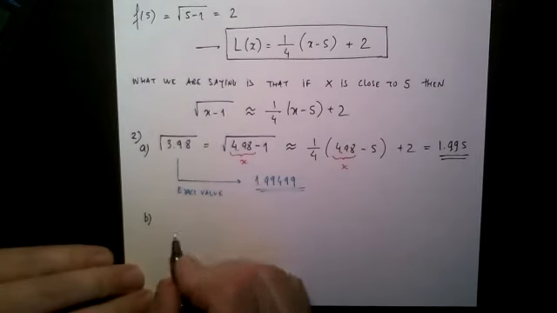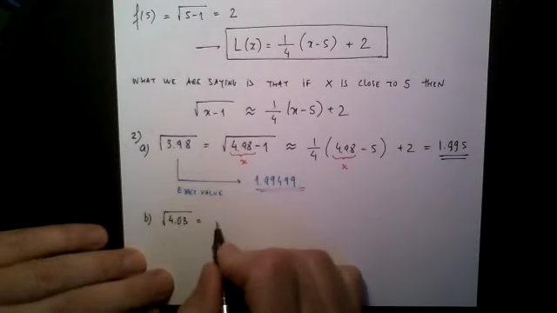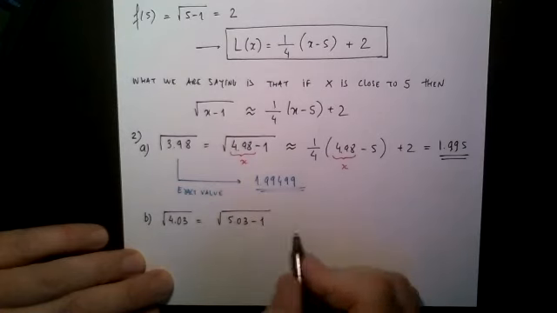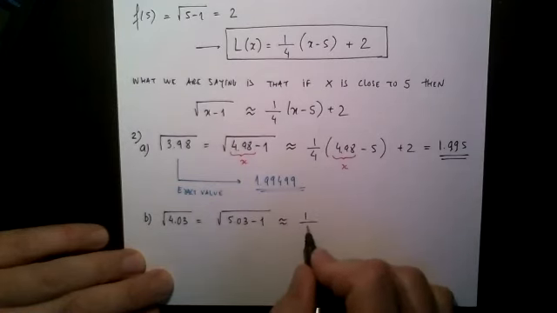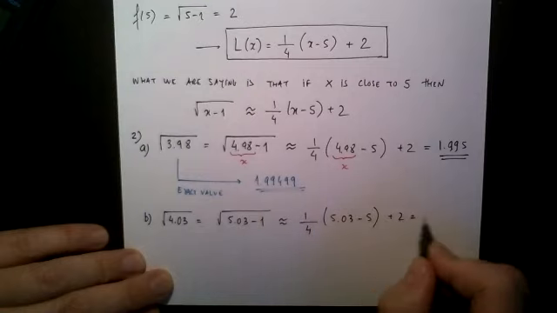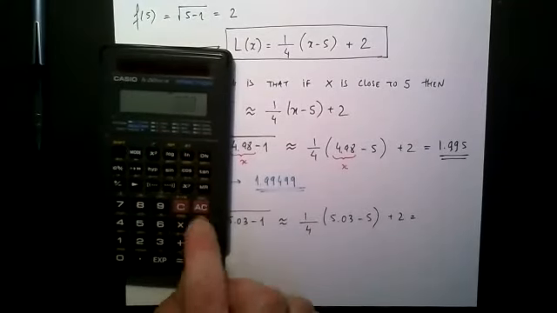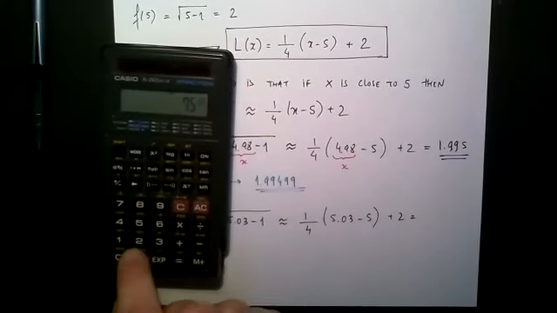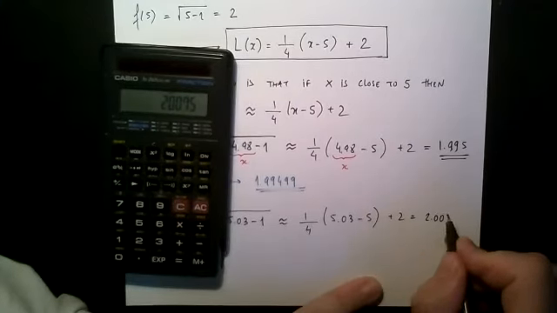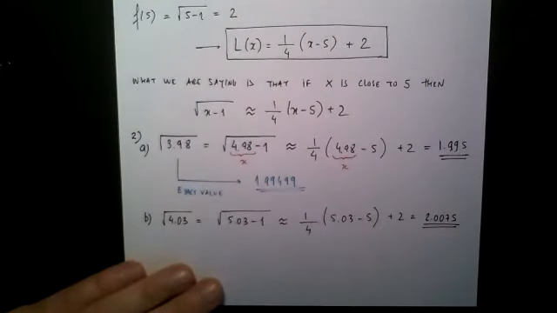Okay, so the square root of 4.03 is equal to the square root of 5.03 minus 1, which is approximately equal to 1/4 times (5.03 minus 5) plus 2. And so I get 0.03 divided by 4 plus 2. So I get 2.0075. Is this what you get?